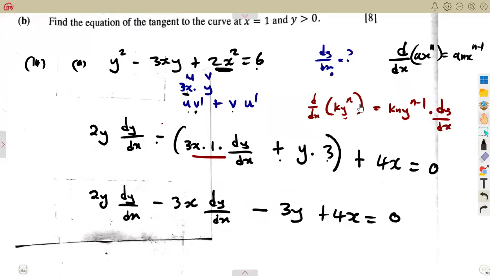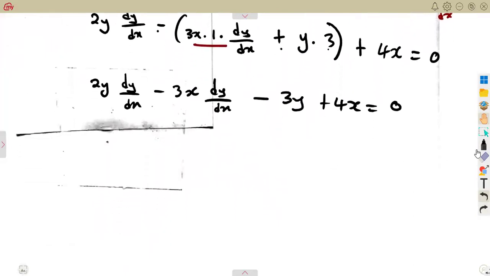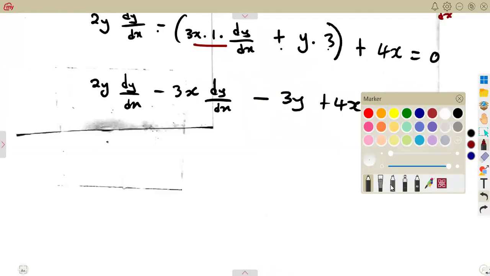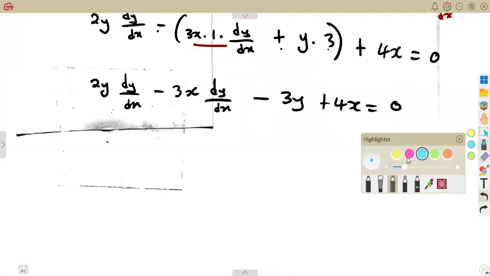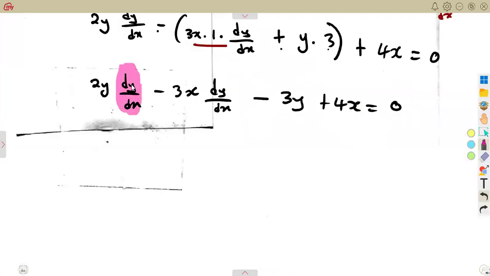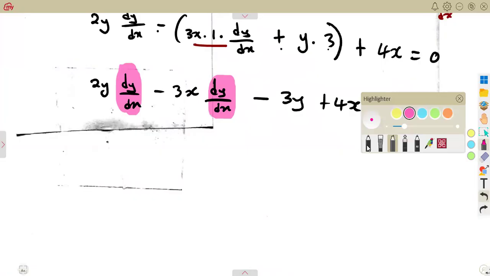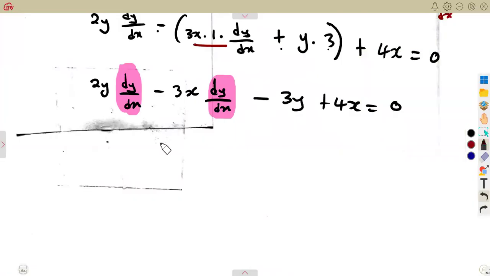As we can see, we need to find dy dx. So we can factorize the part where we've got dy dx, which is common in this case. By factoring out this dy dx, you remain with the 2y minus 3x. That is 2y minus 3x into dy dx.